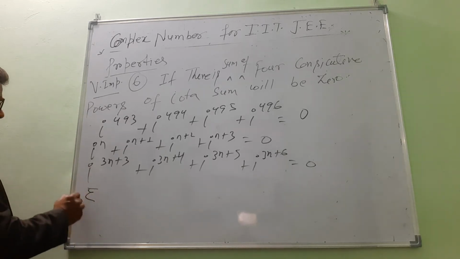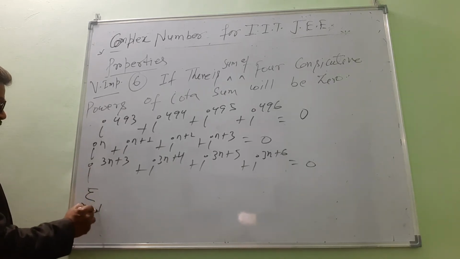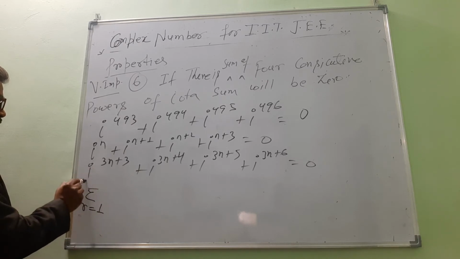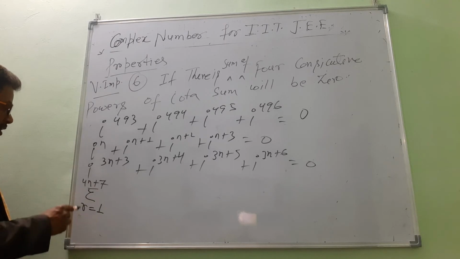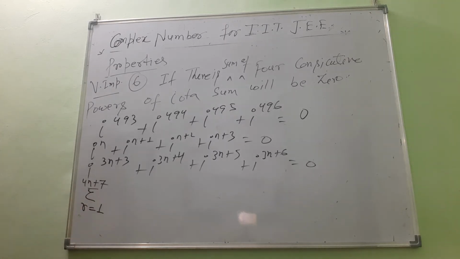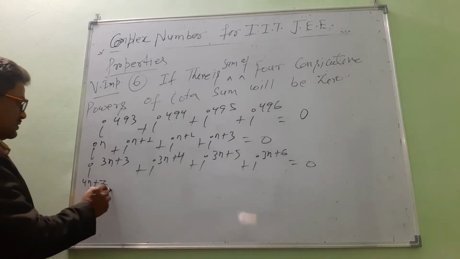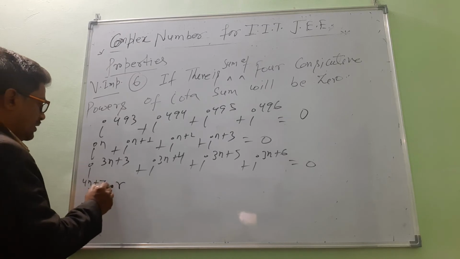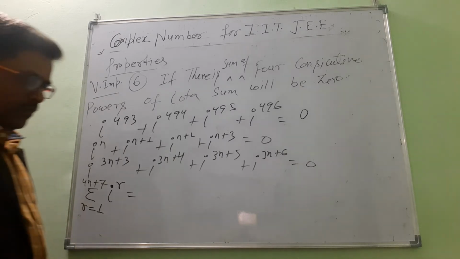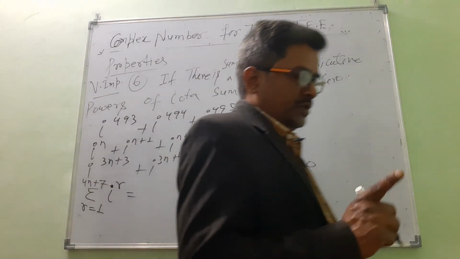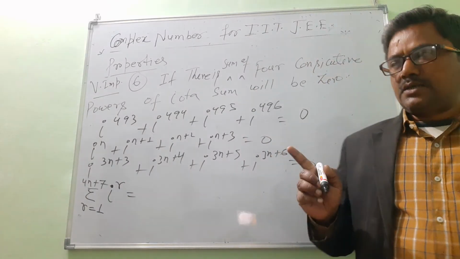Sigma r from 1 to 4n plus 7 of iota to the power r. You are asked what will be the answer. As we know, if we take 4 consecutive powers of iota, sum will be 0.